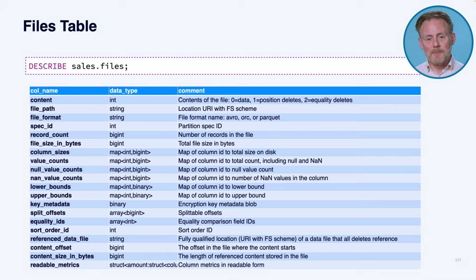The files table is where you go when queries are slow and you need to know why. And I'm not going to explain every field here. There are like 20 of them. And honestly, you'll never use most of them. But the key insight here is every single data file shows up here with detailed stats. This is how you catch file problems that kill performance.